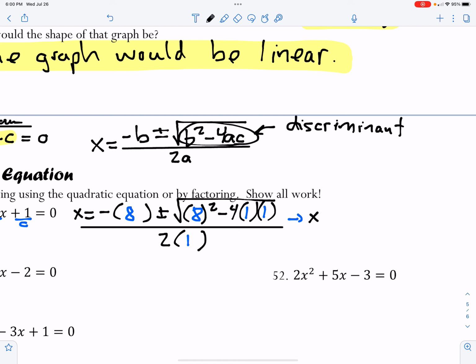Now start with this part here. That's going to be x is equal to negative 8 plus or minus, now when we evaluate this, 8 squared is 64. 4 times 1 is 4. 64 minus 4 is 60. So we're taking the square root of 60. So this is plus or minus the square root of 60 over 2 times 1, which is 2.